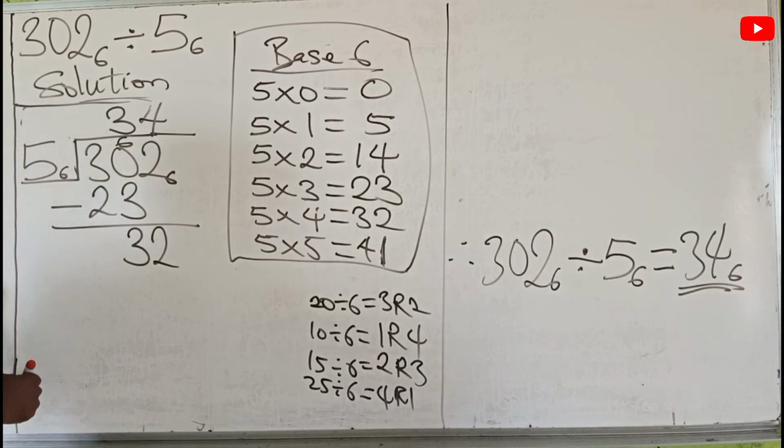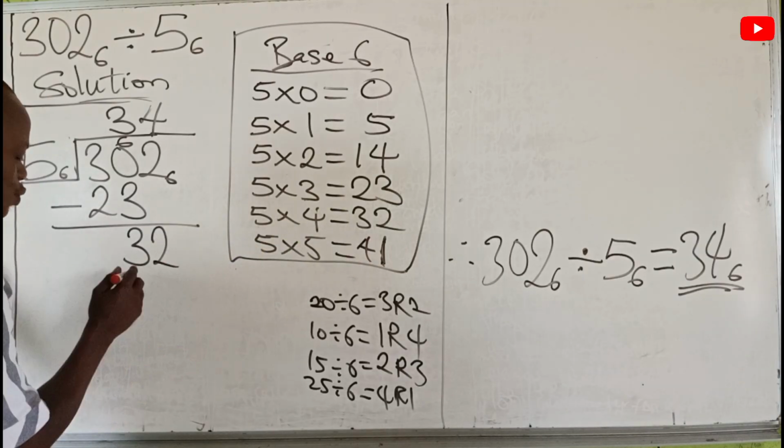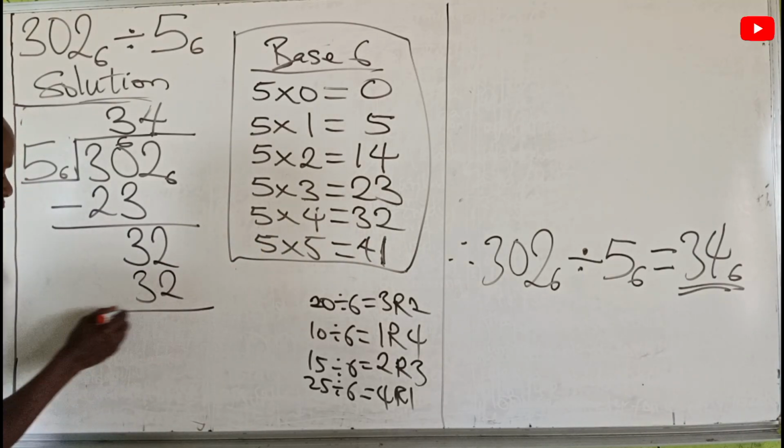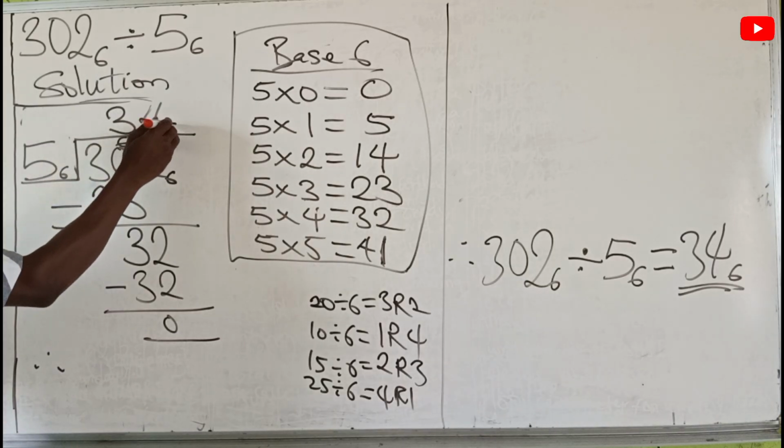We use the 4 to multiply the 5. 4 times 5, which is here, is 32. So we write down the 32 here. And then when we subtract, nothing is left. That means our final answer is 34 in base 6.